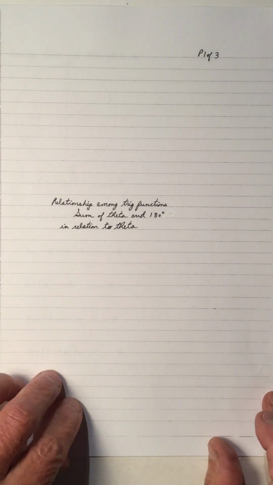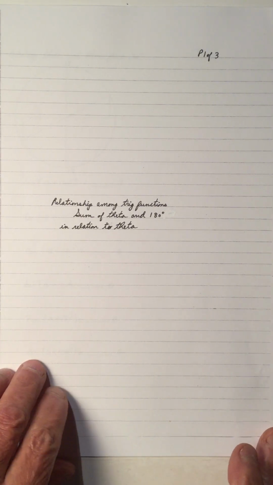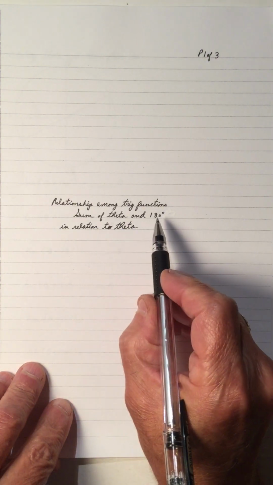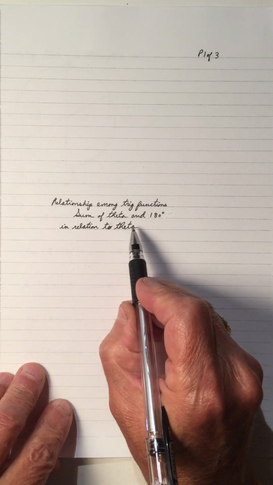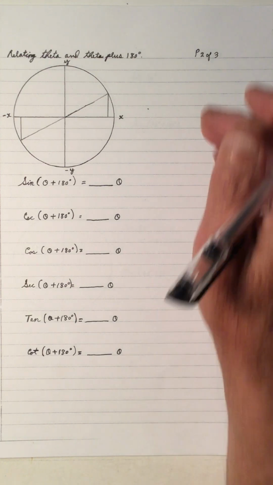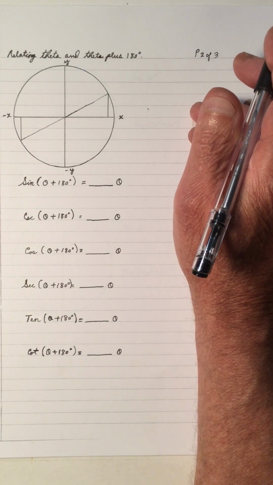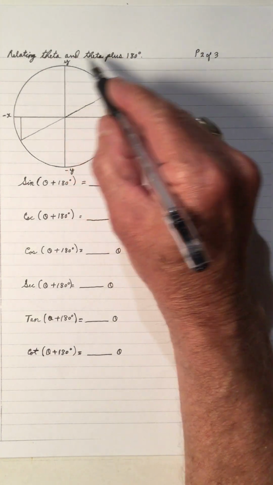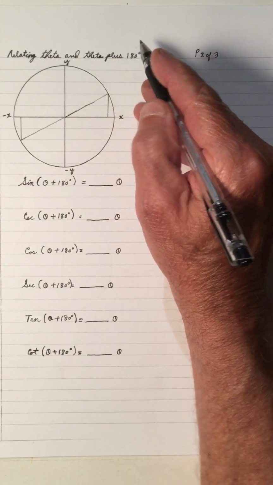Hi, welcome to my video on the relationships among trig functions. In this one, we're going to look at the sum of theta and 180 in relation to theta. Again, we have an addition. The previous video was on 180 minus theta, which is supplementary. So, relating theta and theta plus 180.